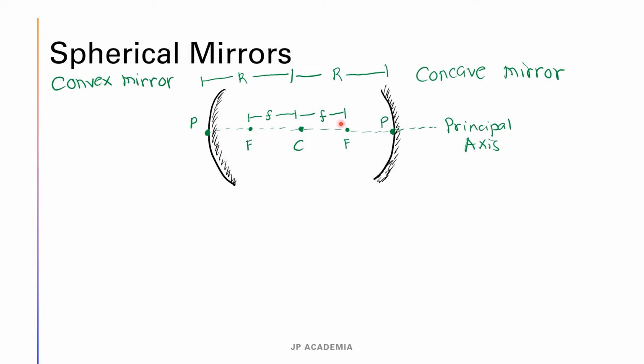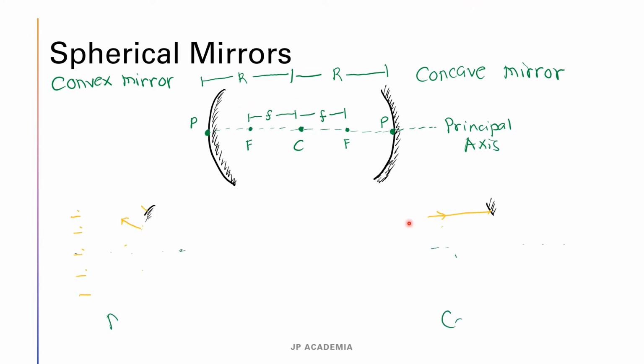Okay. Next part, we have the radius of curvature, capital R, and this is the distance between the point P and the center of curvature. While the focal length, small f, refers to the distance from the point P to the focal point capital F. Note here that the radius of curvature R is 2 times the focal length f. So therefore, R is equal to 2f for this scenario.